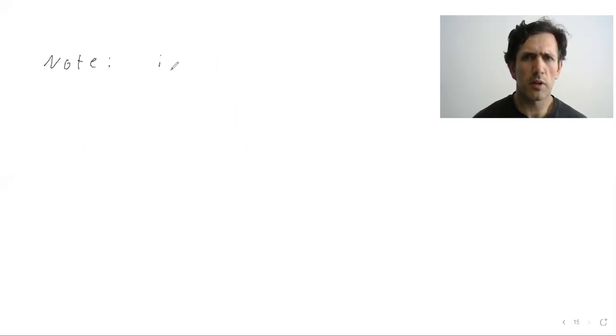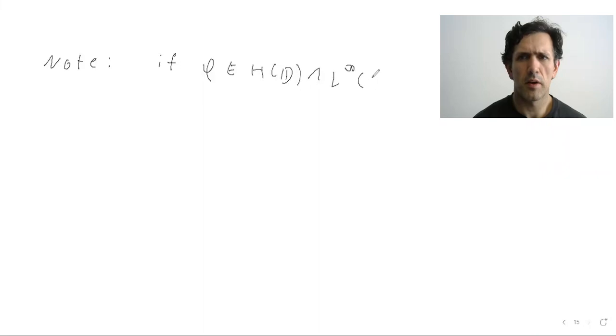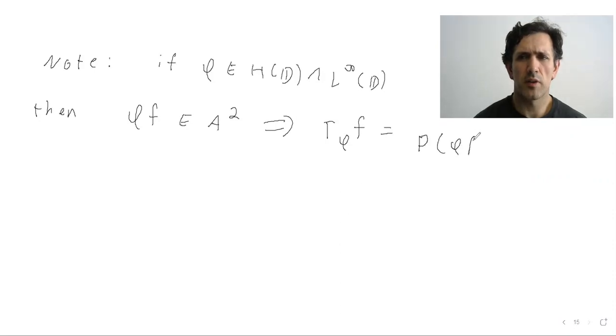So something interesting to note, if actually this is holomorphic and bounded, then this actually is holomorphic and it's in L2, so this is in A2. So what does this mean? This means this Toeplitz operator is not that interesting. The orthogonal projection is just the identity on A2. So this is just really multiplication by phi, which is still kind of interesting.